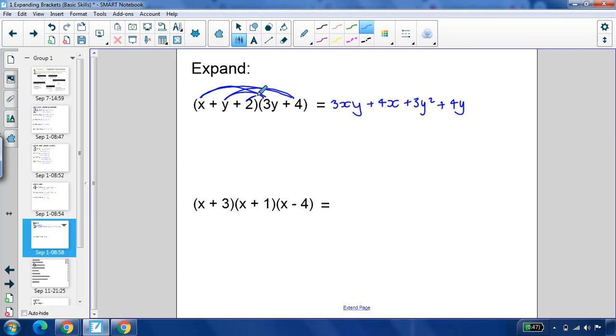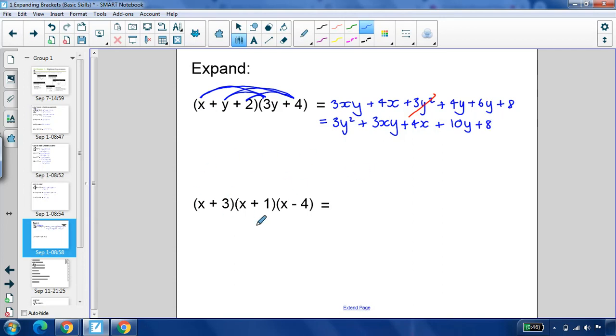Then let's go to the 2. 2 multiplied by 3y is 6y. And 2 multiplied by 4 is 8. So collecting the terms, I'm actually going to start with this 3y squared because I'm going to start with the highest power. And this is y squared, the power is 2. So 3y squared. And then really, it doesn't matter too much. I'm just going to go from left to right. So add 3xy, add 4x. Now these two can combine to get 10y. And then we've just got the add 8.